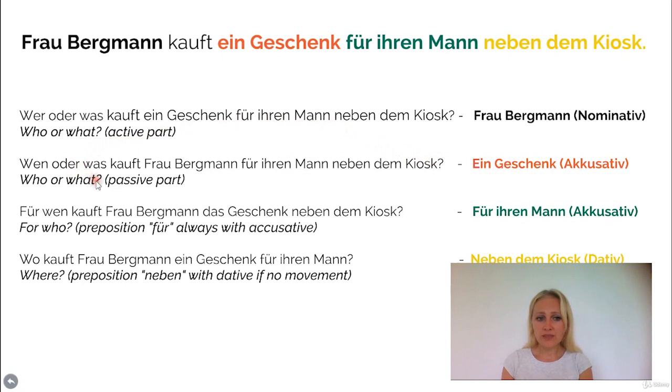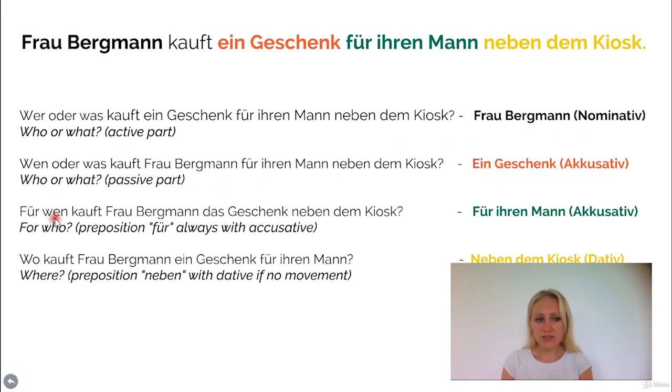The next question is, wen oder was kauft Frau Bergmann für ihren Mann neben dem Kiosk? Now, who or what is she buying for her husband next to the kiosk? It's about the passive part, the object that she is buying, right? So whatever she buys needs to be put in the accusative, because that's the object that she buys. So the answer here is ein Geschenk, which is the accusative object. This is what she's buying.